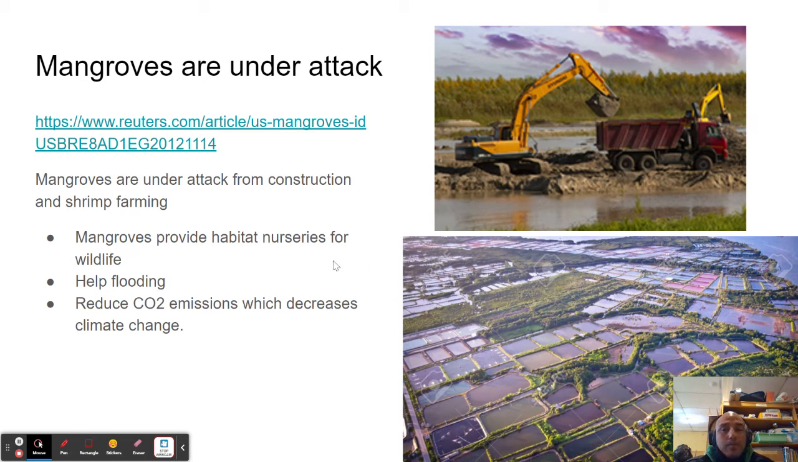Like I said before, mangroves are under attack. Now, specifically, if you click on here, you'll see that mangroves are particularly under attack because they're a great place to raise shrimp.